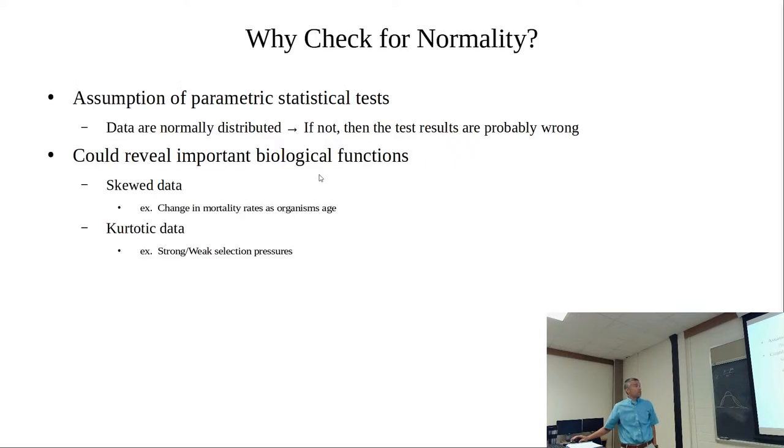Now, there's a couple different ways. Or why do we have to assess? And I already said this. It's one of our assumptions of almost all the tests that we run, or at least the parametric tests that we run, is that our data are normally distributed. We're going to check that. If they're not normally distributed and we run our test, there's a chance that whatever we find out is going to be wrong. So we will make an error if we use the results of that test.